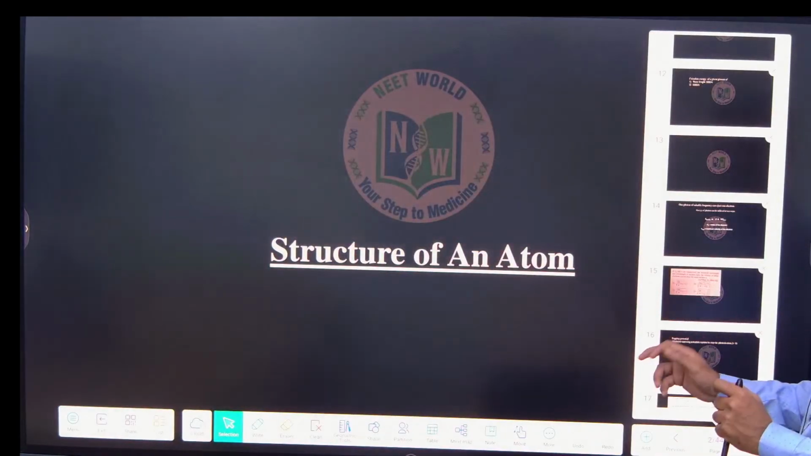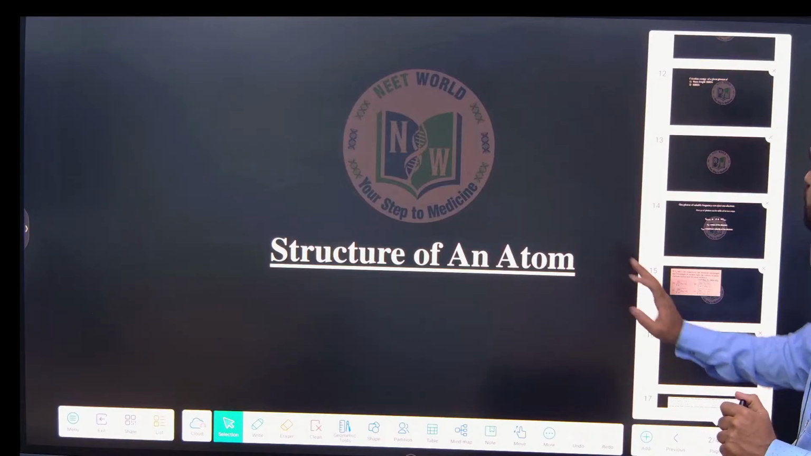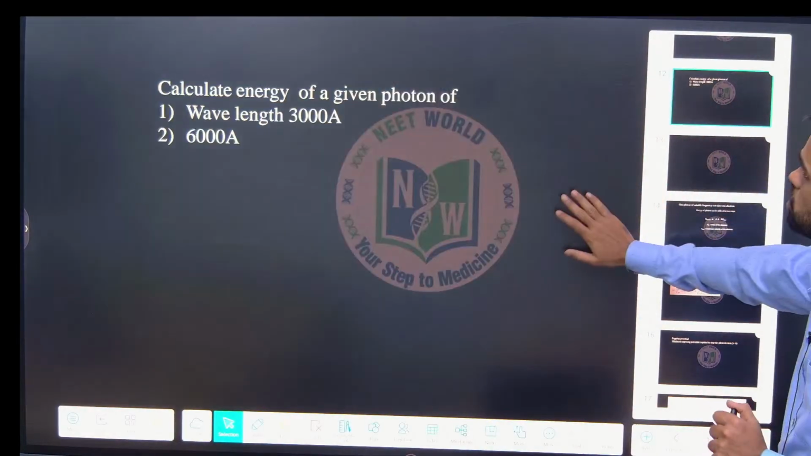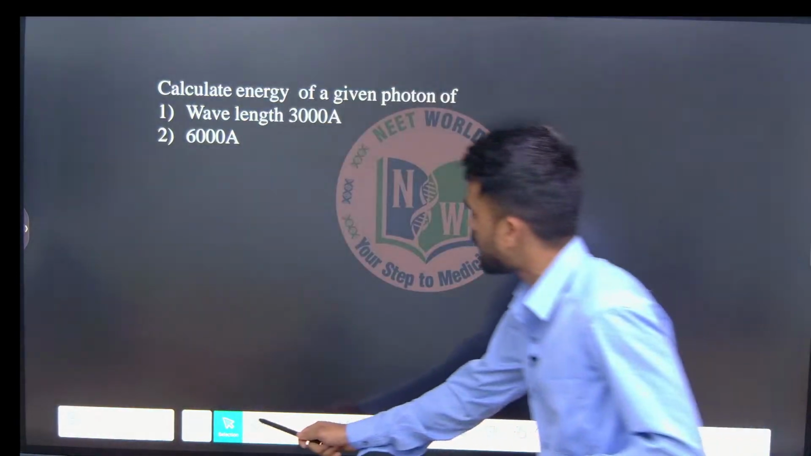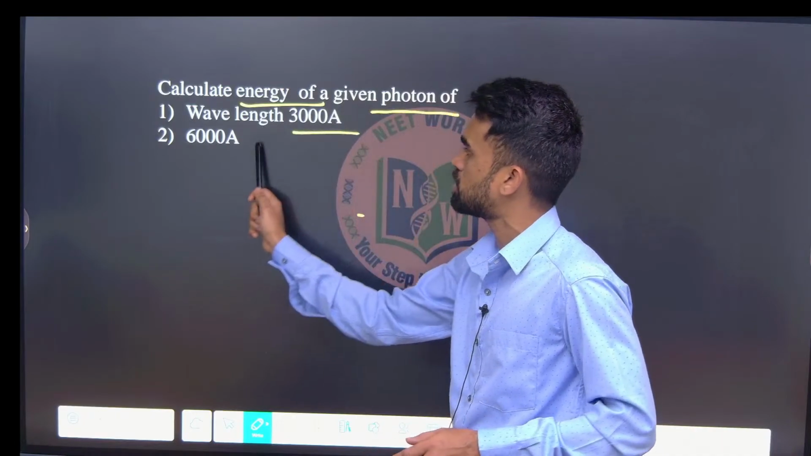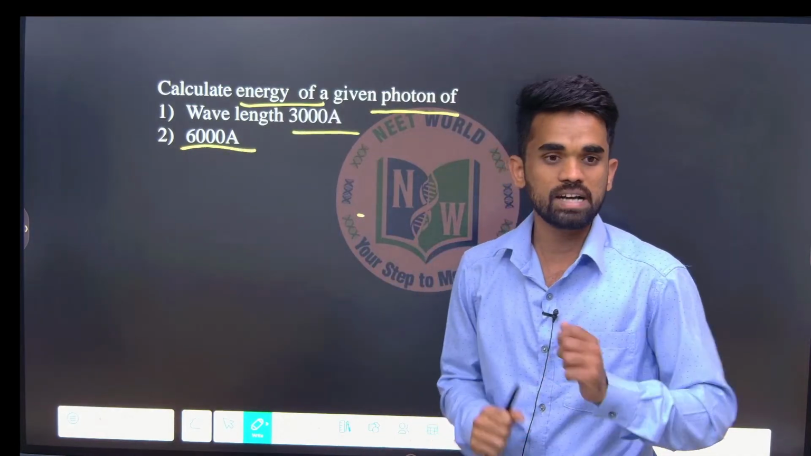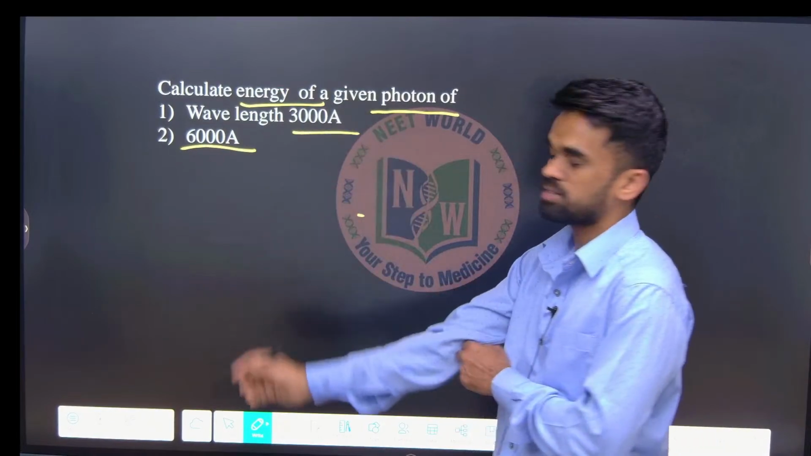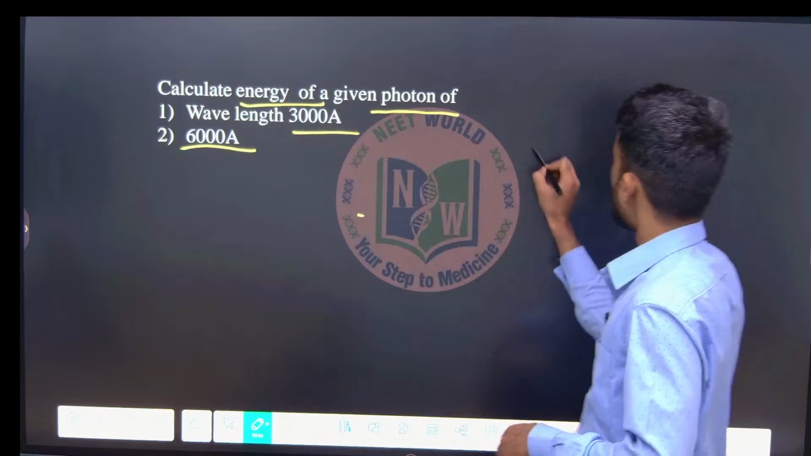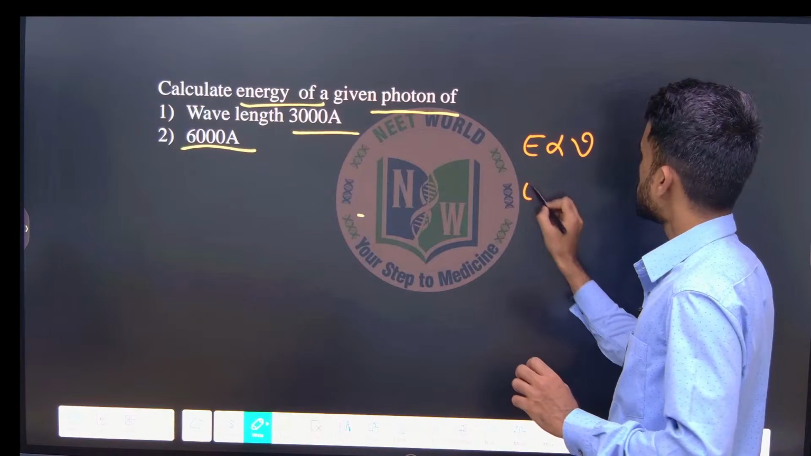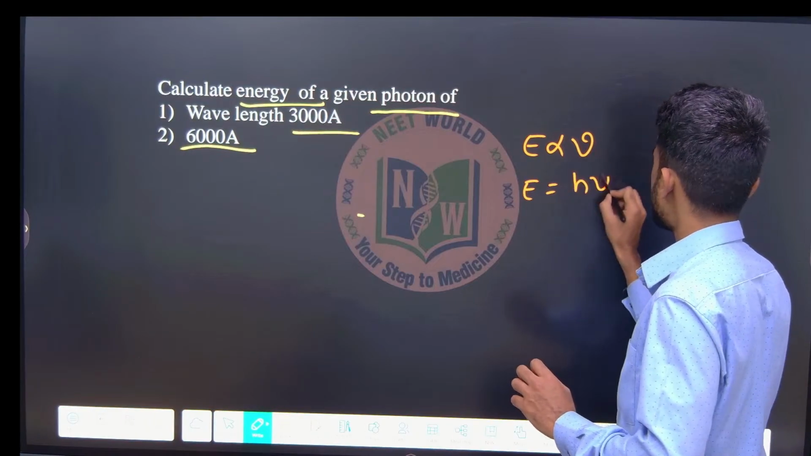So the first question, a very basic question, I will show you first. We'll start from scratch here. First of all, try to answer this: how can you calculate energy for a given photon of wavelength 3000 and 6000 angstroms? What is the formula to be used here? What is the relation between wavelength and energy? Energy is directly proportional to frequency. So from here I can use E = h nu.